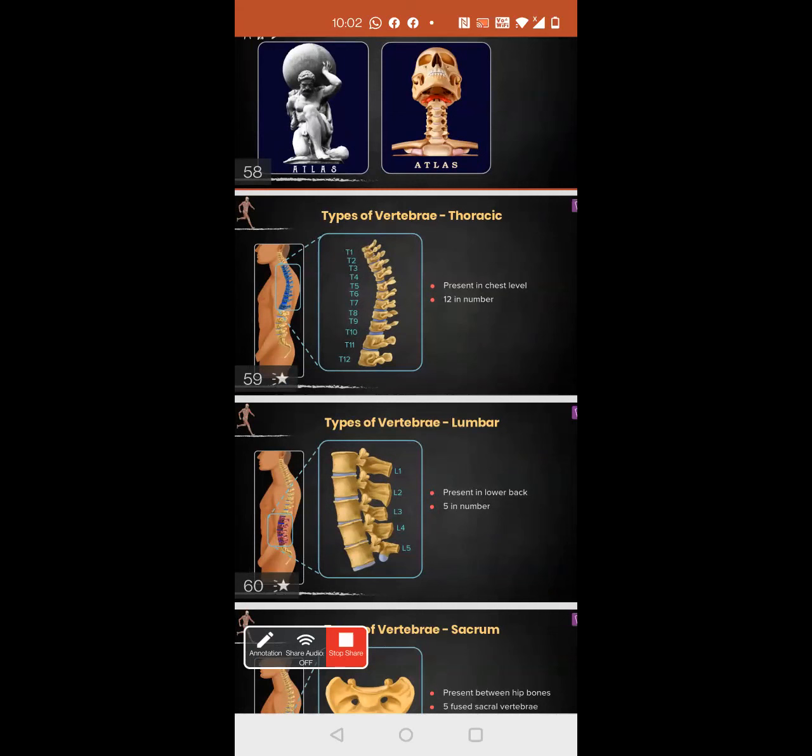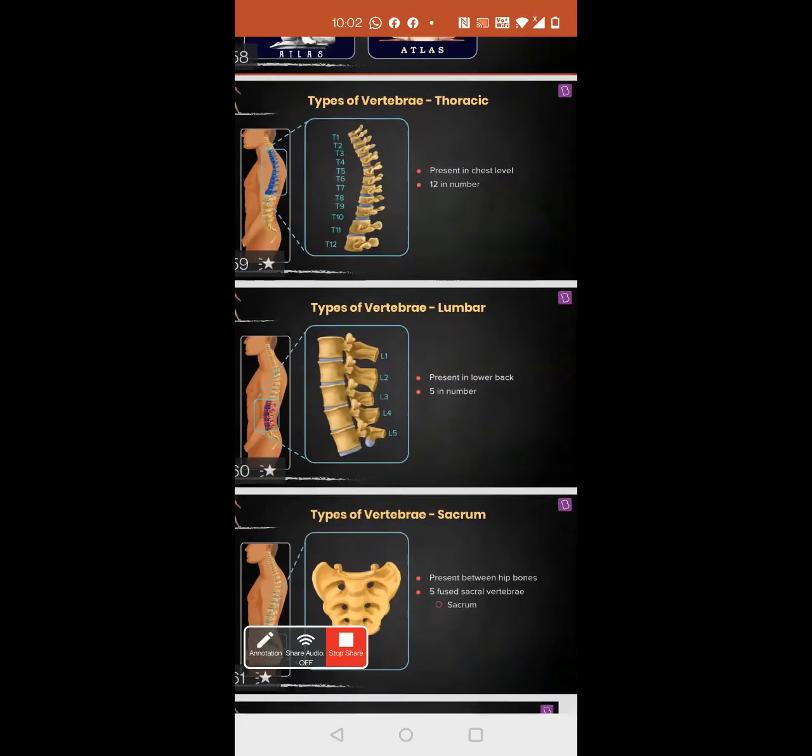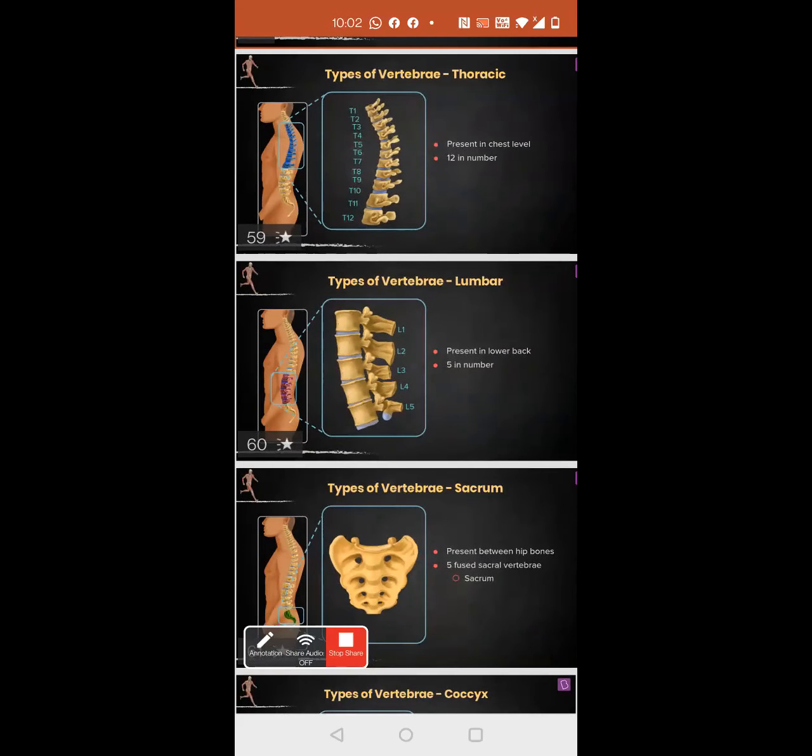Then we come to the thoracic. In thoracic, you have 12 vertebrae. How many vertebrae were present in cervical? In cervical, there are 7. In thoracic, there are 12. And then that brings us to lumbar. In lumbar, there are 5. Sacrum also 5, but all 5 are fused.